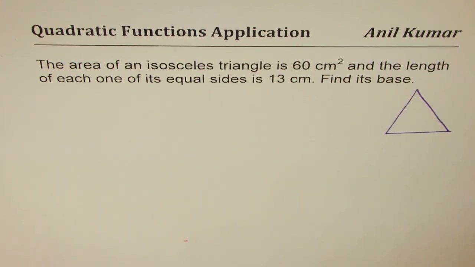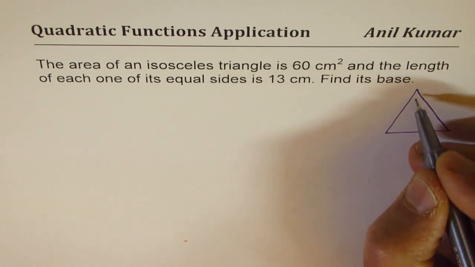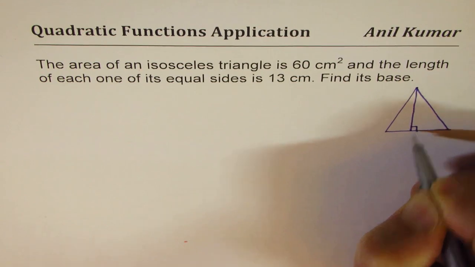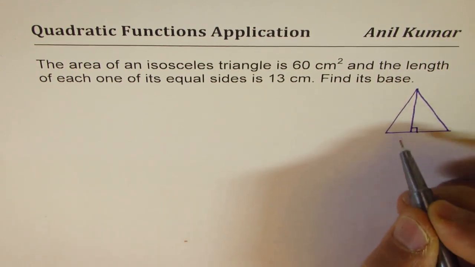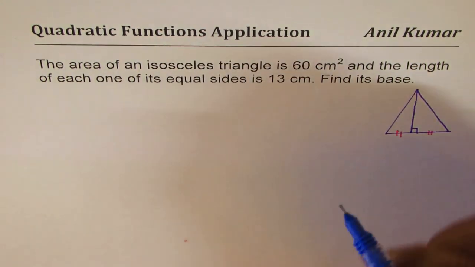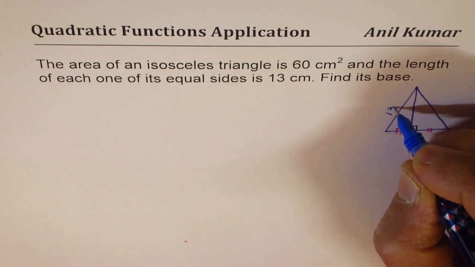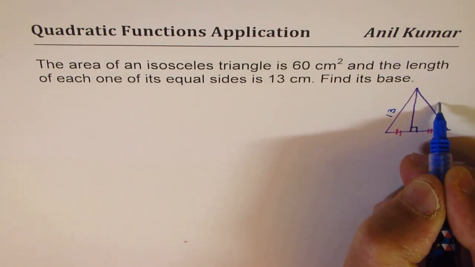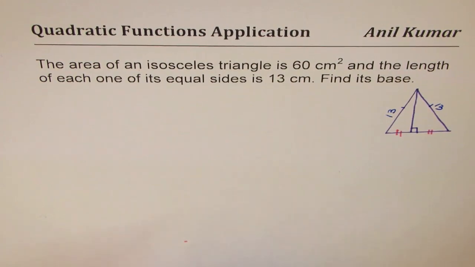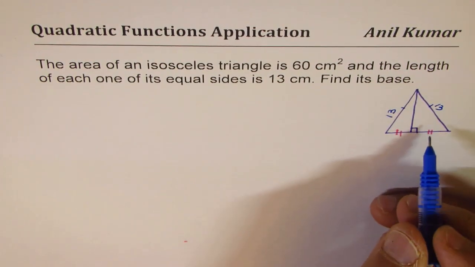That really means that if I drop a perpendicular from here, this perpendicular is going to divide them into equal sides. Perfect. Well, it doesn't look like that in this diagram, but it has to be equal. So we'll just write 13 on each side. These two sides are equal. Perfect. So that's the triangle for us.